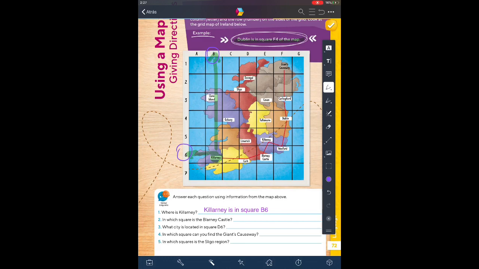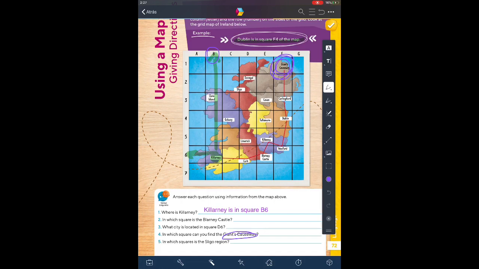Now it's asking you in which square is the Blarney Castle. Then what city is located in square D6? That means that you need to find D and the number 6, and you need to find which location is there. And number 4, in which square can you find the Giant's Causeway? So as I told you, you need to find first the place, Giant's Causeway, which is here. And you need to see in which square is it, okay?